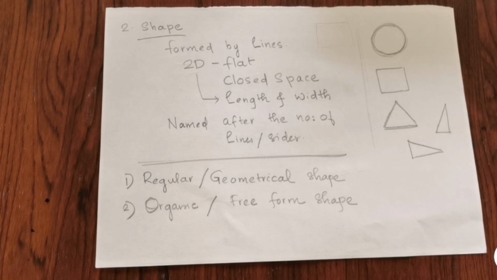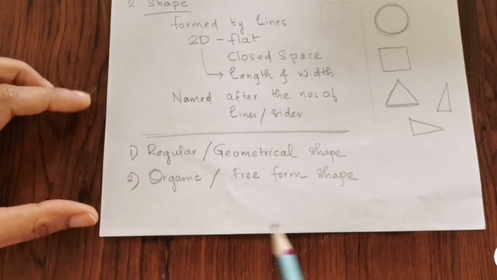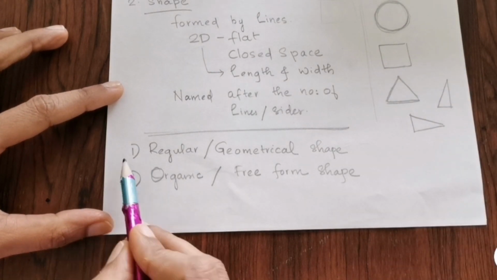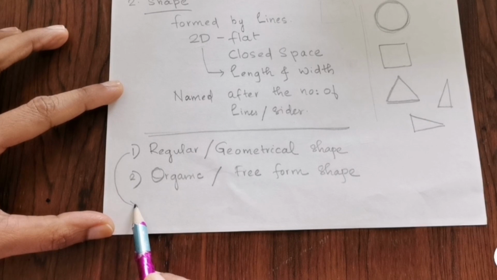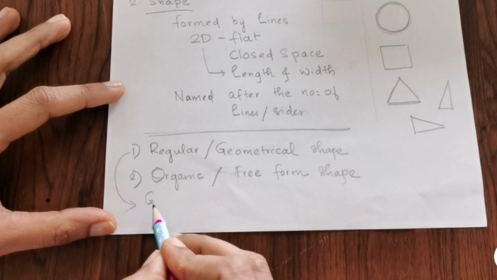A regular or geometrical shape has a specific name, and whenever we say that name, everyone can relate to it. But for an organic or free-form shape, we can't put a name. Maybe we can relate it to some object, and then according to each person, the shape can vary.